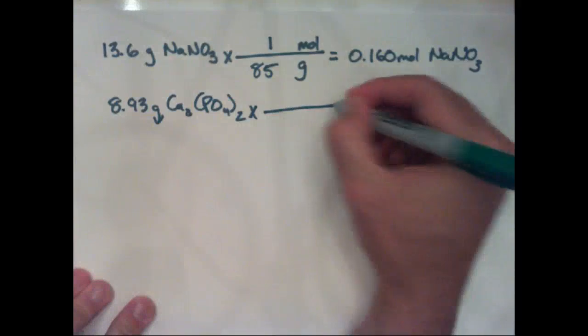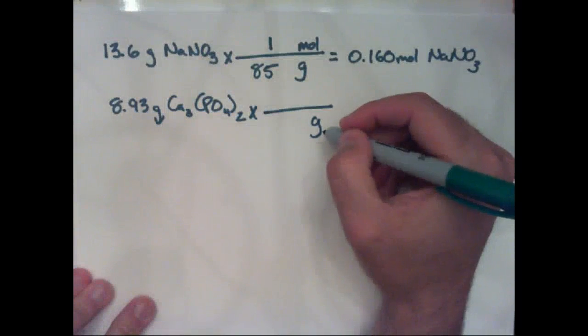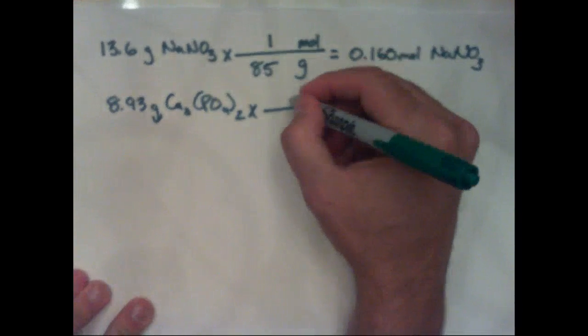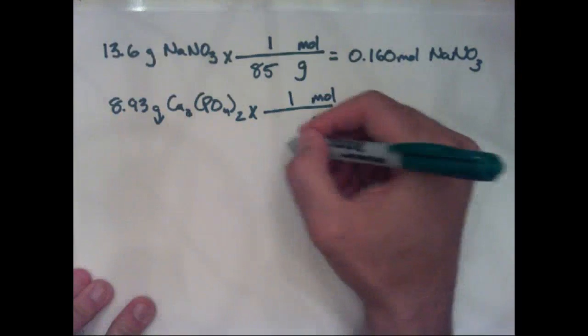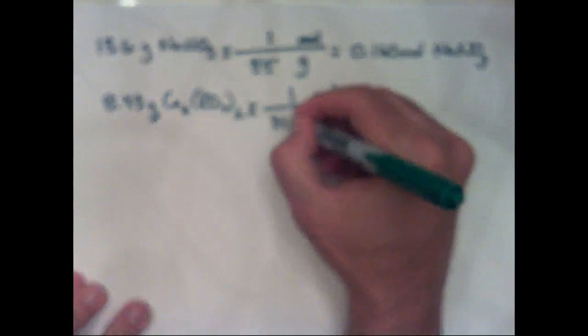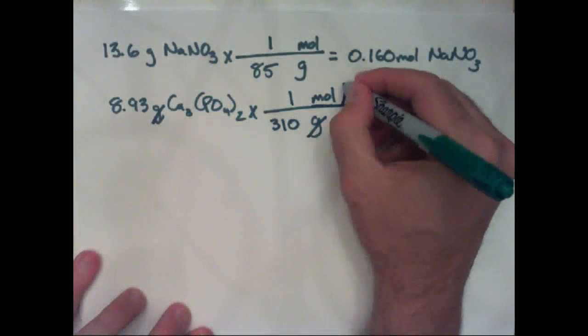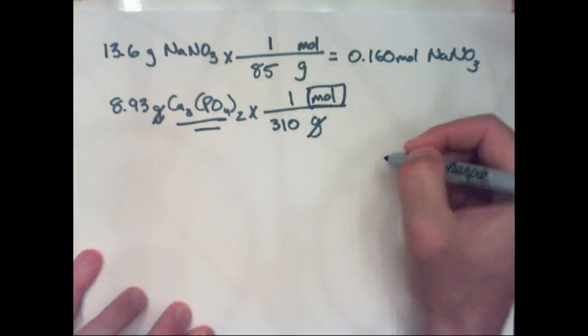And again, we're going to X-line it. What are we trying to get rid of? Grams. What are we trying to convert to? Moles. And so for every 1 mole of calcium phosphate, the mass is 310 grams. Now we look, grams cancel, leaving us moles of calcium phosphate.